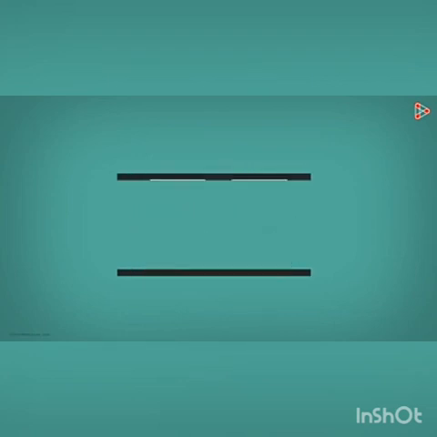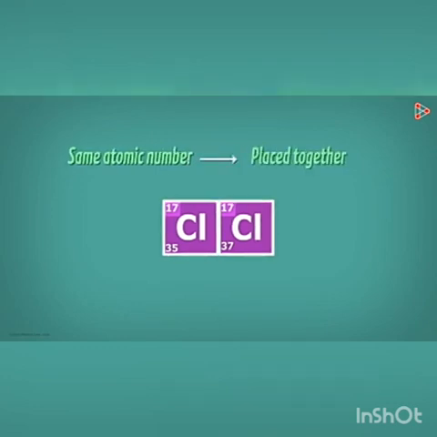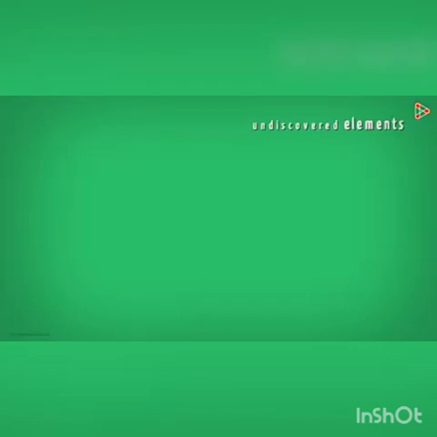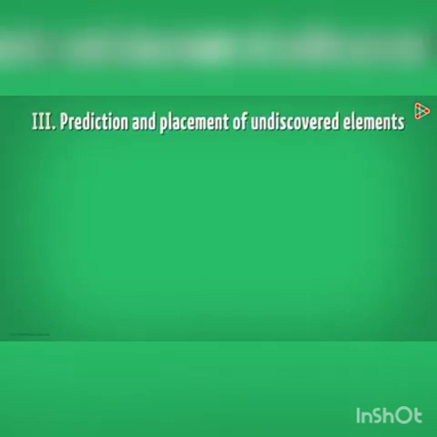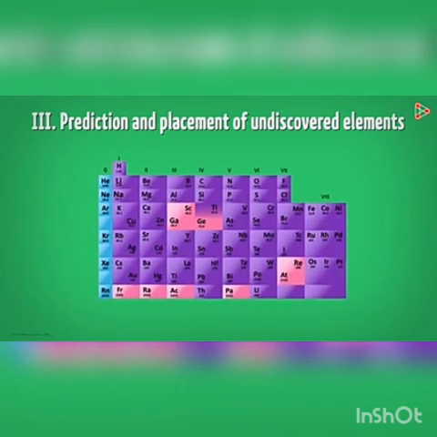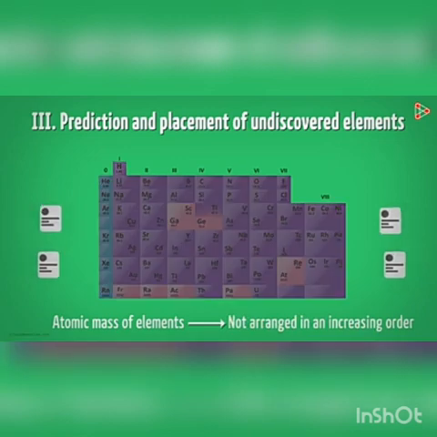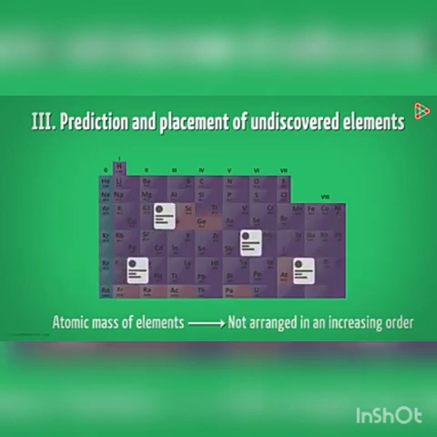So now can we say that chlorine 35 and chlorine 37 will be placed together? They both have 17 protons, which means they will have the same atomic number. Hence, they will be placed together. Lastly, we had the prediction and placement of undiscovered elements. The previous table by Mendeleev was based on atomic masses of elements. However, the atomic masses of elements were not arranged in a constantly increasing order. Hence, if newly discovered elements were to be placed in the table, then their position would be confusing.